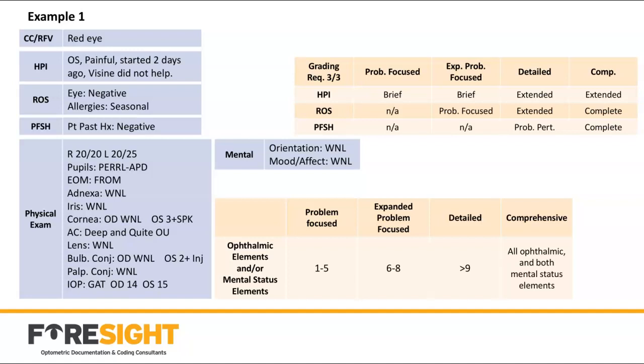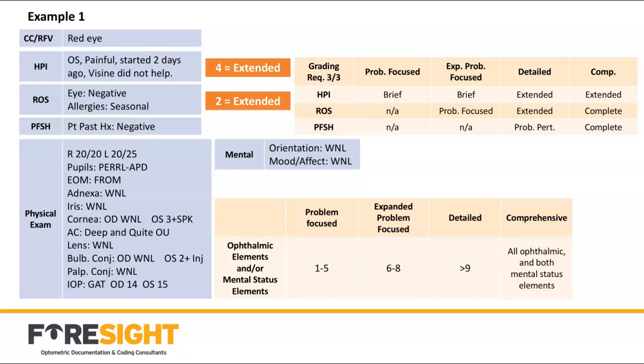So example 1, a simple red eye. The chief complaint or the reason for visit is a red eye. We do an HPI, it's the left eye, it's painful, it started a couple days ago, and of course artificial tears and Visine didn't help. So if we look at that, you have 4 HPI questions. So that's extended. We do an ROS. We only asked about eyes, and because it was a red eye, I'm going to ask about allergies, so we only have a 2. So if you look at your grading sheet, 4 HPI questions is extended, and 2 ROS puts you at an extended ROS.